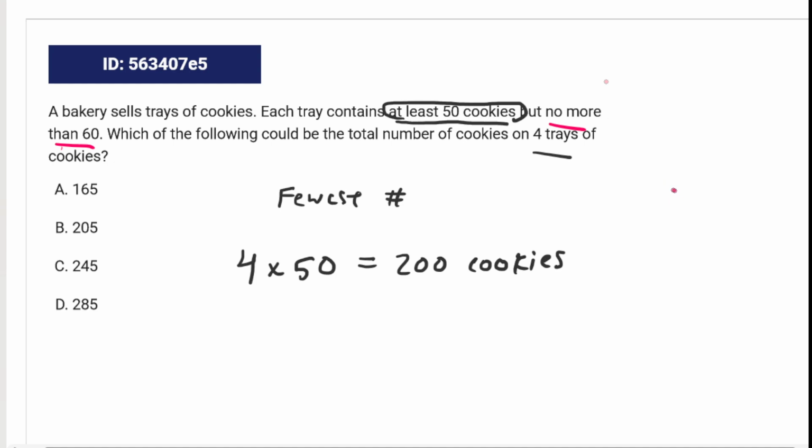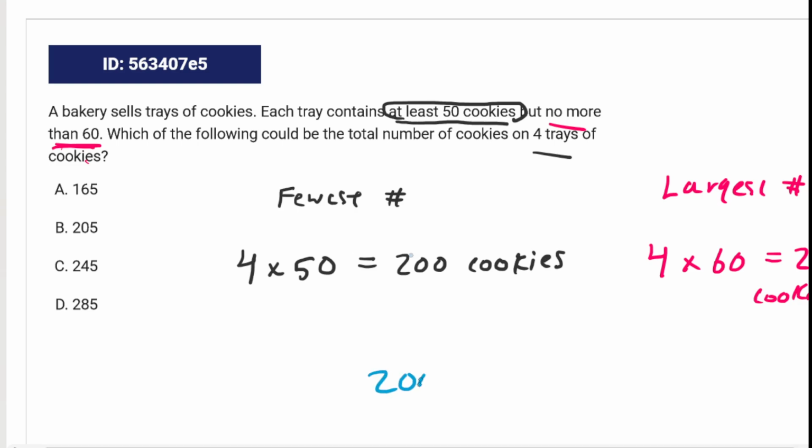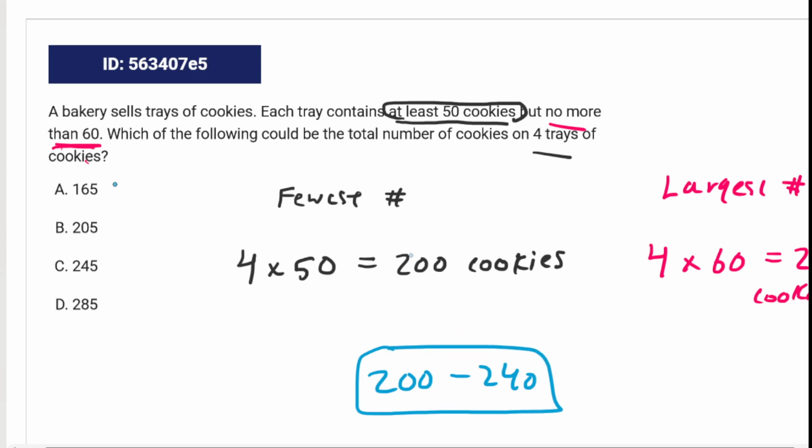But now we want to look at the other extreme and look at the largest number of cookies. The largest number would be taking the 4 trays of cookies and this time multiplying it by 60 because the trays could hold up to 60 cookies each. And if we do that, we get 240 cookies. So somewhere between 200 and 240 cookies is what the bakery is selling here. We just have to pick a number that fits in that range. And of course, the only number that fits in that range is 205.